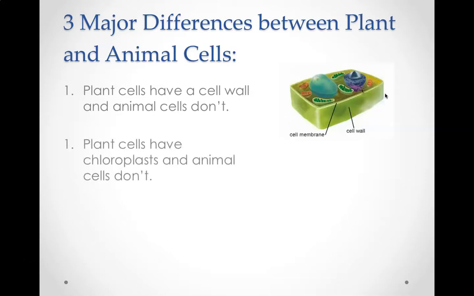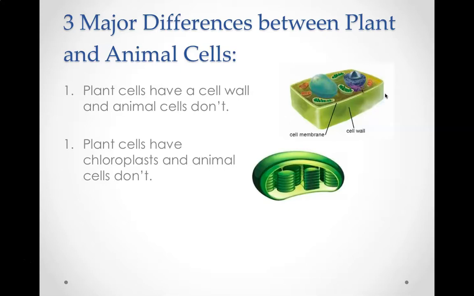Then plants have chloroplasts and animal cells don't. And chloroplasts kind of look like that. And if you think about a function that plant cells do that animals can't, it's photosynthesis. So these are the little guys that are responsible for photosynthesis. They can turn the sun's energy into energy, or food essentially, for the plant cell.